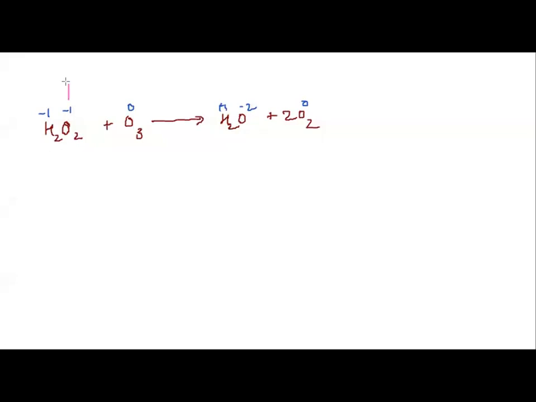Oxygen from minus 1, it is becoming what? Can I say it is becoming 0? So from minus 1 to 0 it is becoming. Further, ozone from 0 it is becoming what? From 0 ozone is becoming minus 2, correct? Getting my point? Understanding?